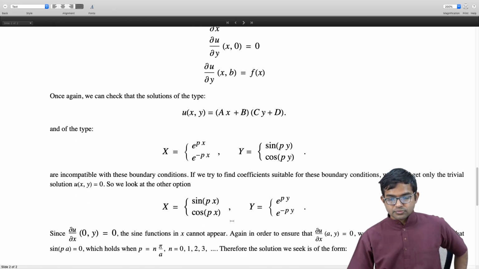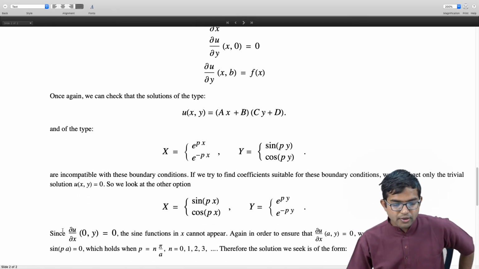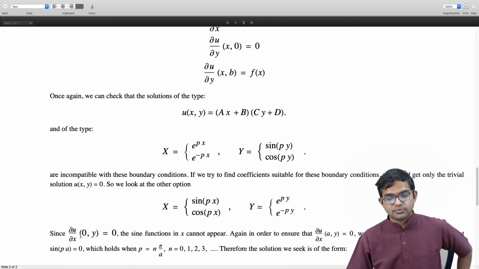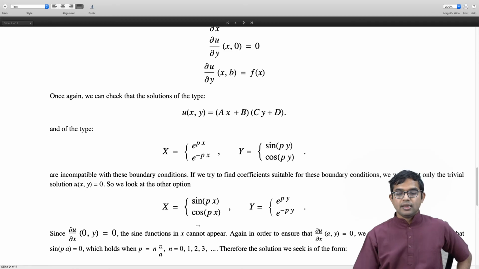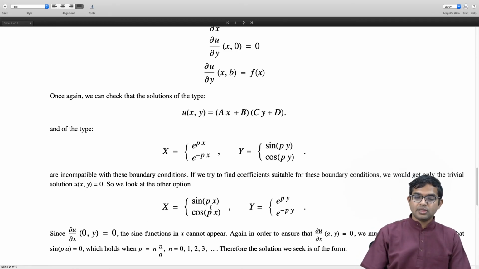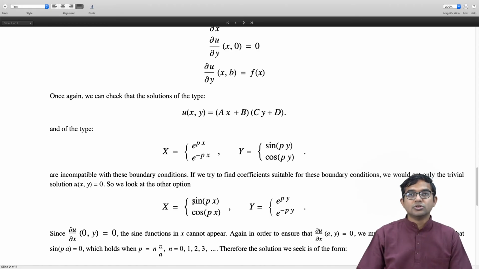So if you have ∂u/∂x for x equal to 0 and for all values of y to be 0, now the only way that can happen is if sine functions don't appear, because it's about the derivative, right? If the sine functions appear, then if you take the derivative, you will have cos functions, and if you put x equal to 0, you will get a non-zero value. But here, if you take the cosine functions, take the derivative and put x equal to 0, that's indeed going to go to 0.